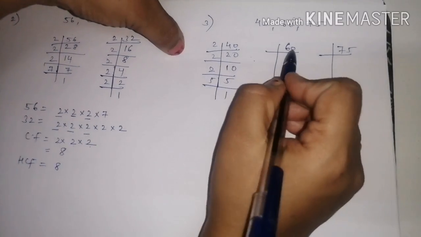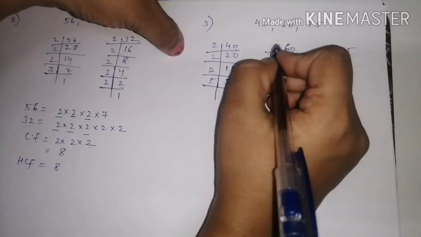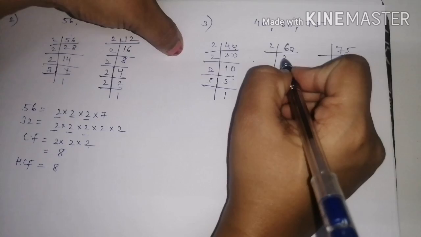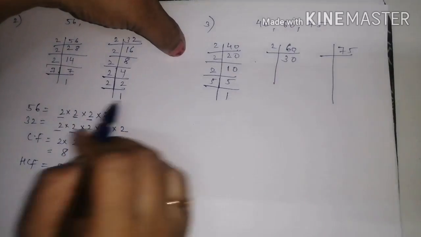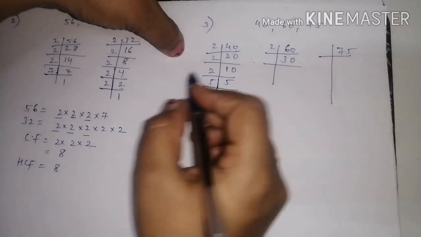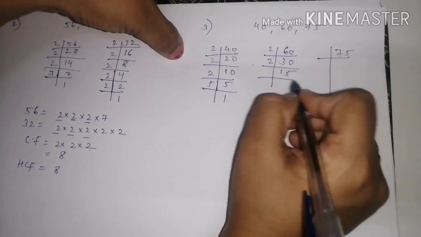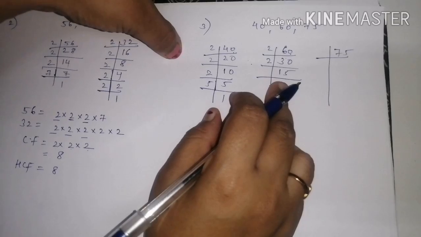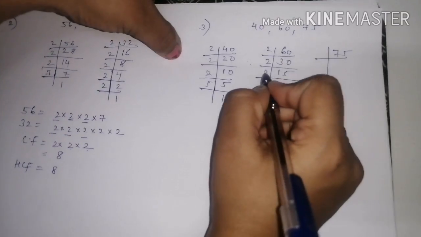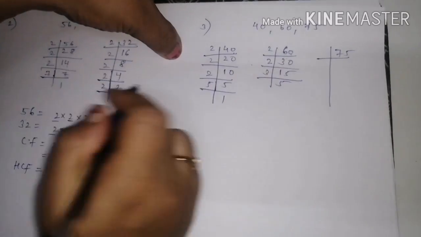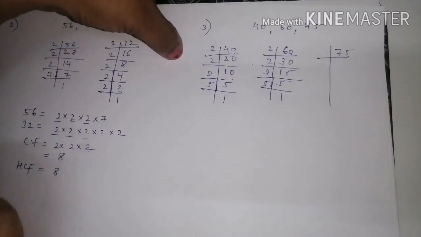60, again units place 0 is there, definitely it will go by 2. 2 3s are 6, 2 zeros are 0. Again units place 0 is there, will go by 2. 2 ones are 2, 1 remaining, 2 5s are 10. Now 15 comes in table of 3 and 3 is a prime number, so 3 5s are 15. 5 is a prime number, 5 ones are 5.